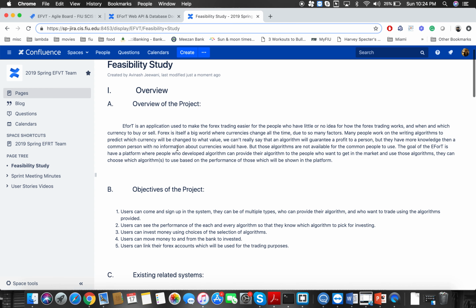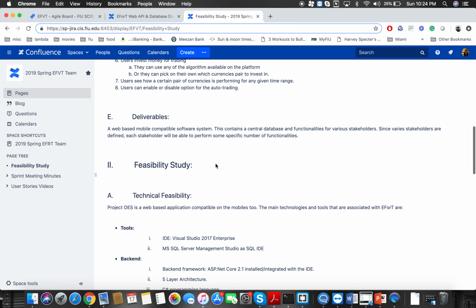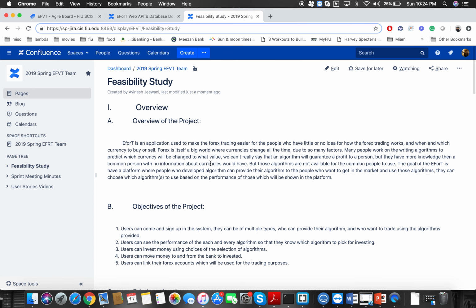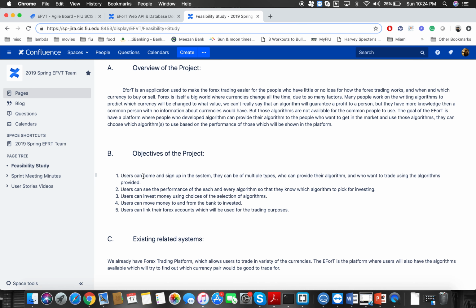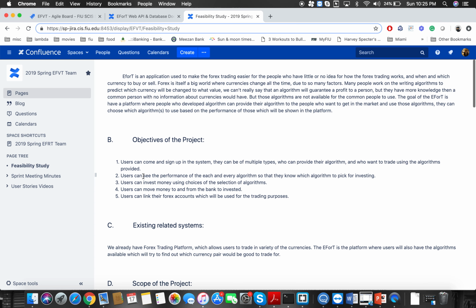This contains information about the project overview and project objective. We'll briefly talk about it, and then we'll move to the technical feasibility of the team. So the main objectives of the project are that a user can come and sign up, and they can use various algorithms for trading purposes. They can see the graph of how a trading algorithm is performing and how a user account is performing.